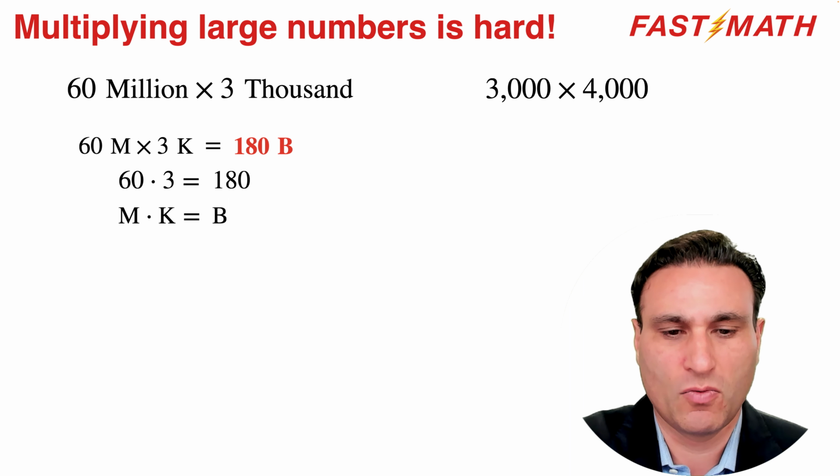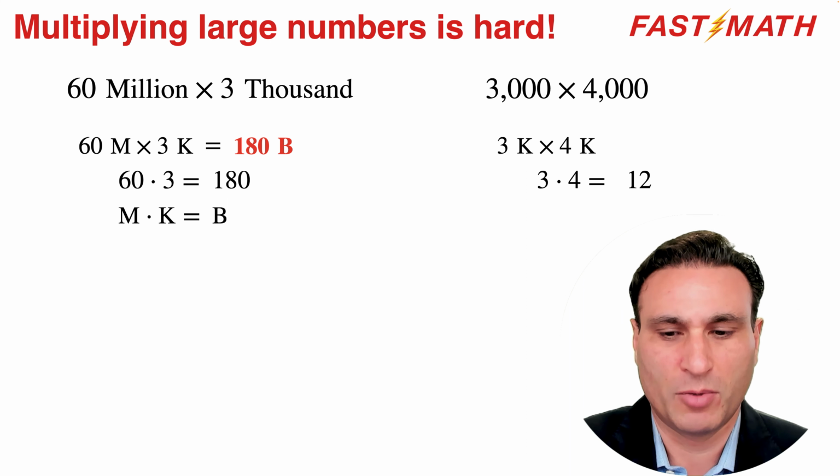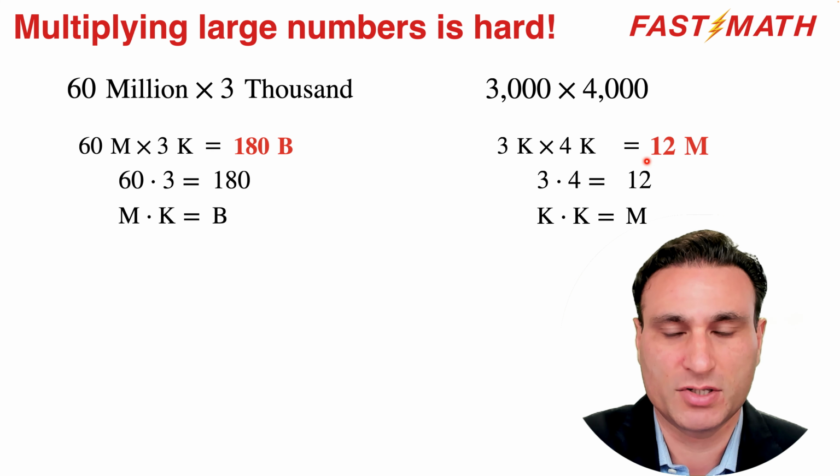Another example, what is 3,000 times 4,000? Using abbreviations, this is 3K times 4K. Multiplying numerical portions, 3 times 4 is 12. Multiplying unit abbreviations, what is 1,000 times 1,000, or K times K? This is the key step. 1,000 times 1,000 equals million, or M. So the result is 12 million.